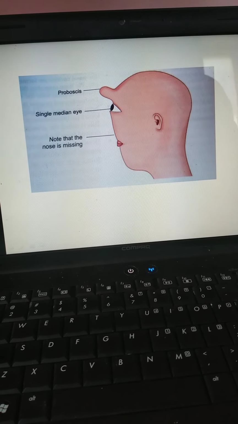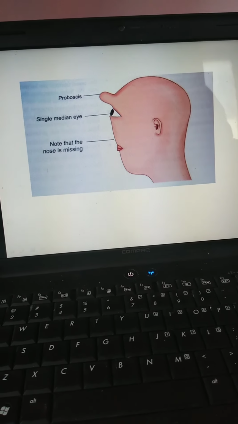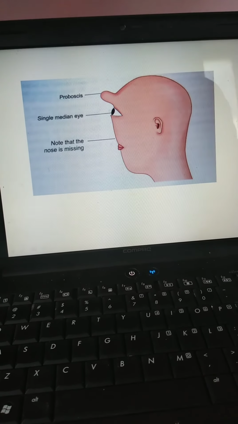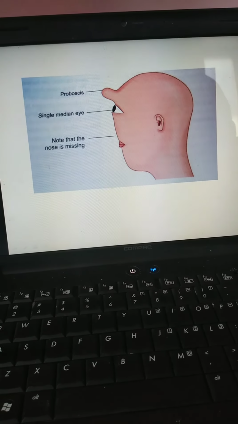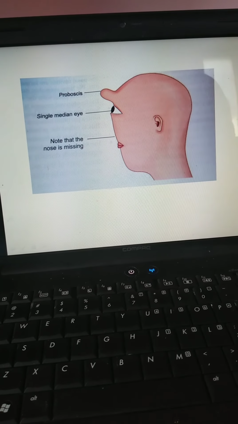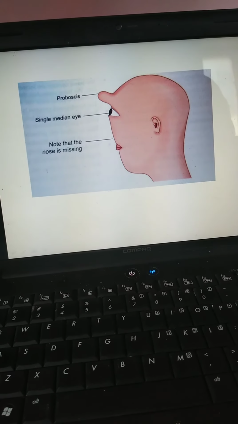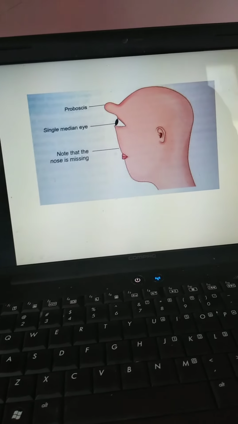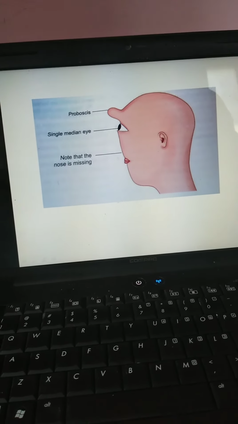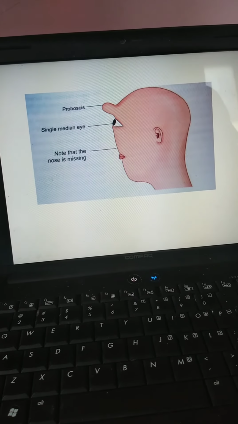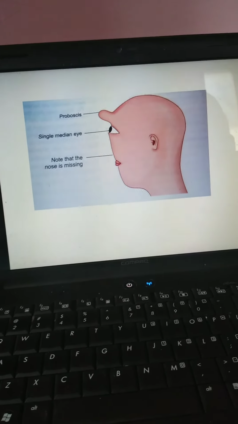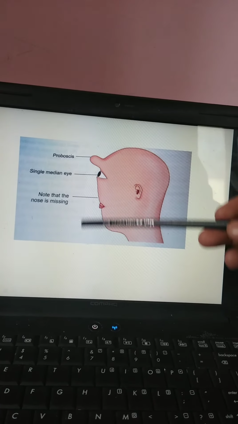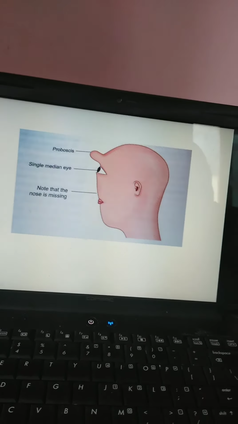Now if the first arch remains underdeveloped, or both sides remain underdeveloped, what happens? This is known as mandibulofacial dysostosis, or Treacher-Collins syndrome, or first arch syndrome. It is an autosomal dominant disease. What happens in this? The first arch remains underdeveloped or does not develop. From the first arch, the maxillary process develops, the mandibular process develops, and the external ear develops. So we can see anomalies of the whole face.